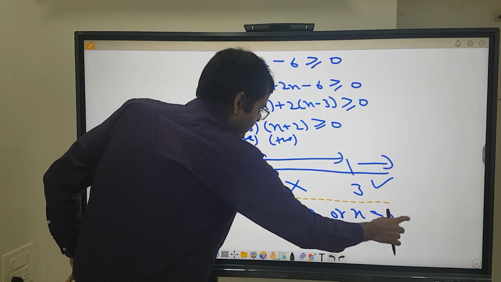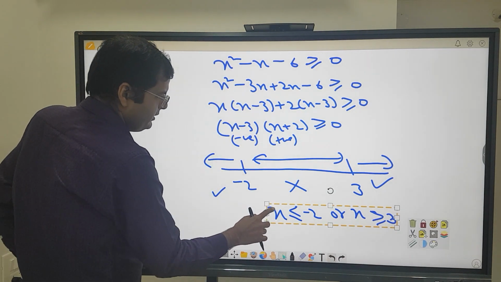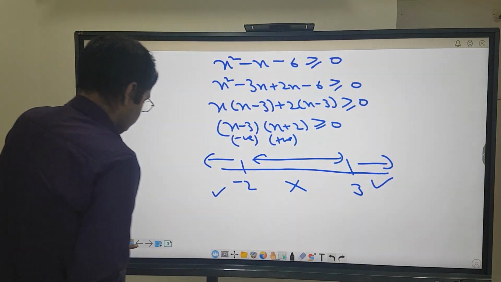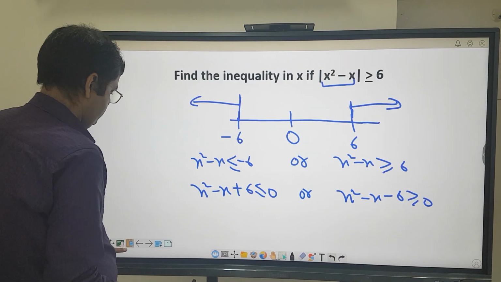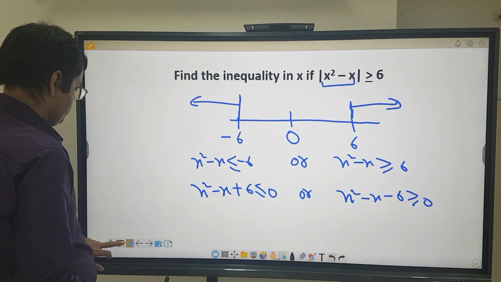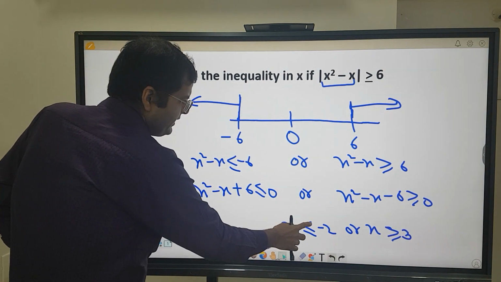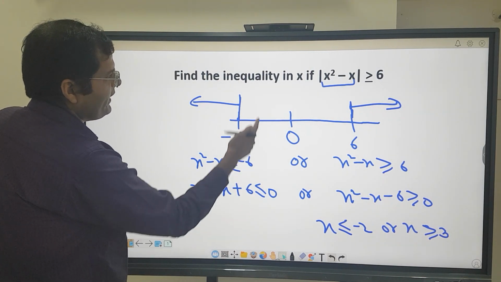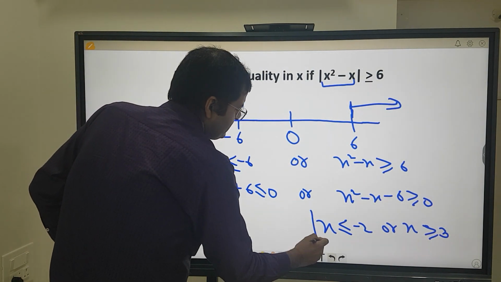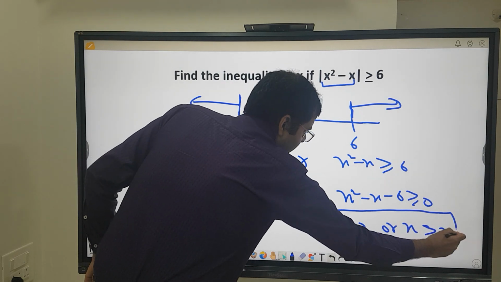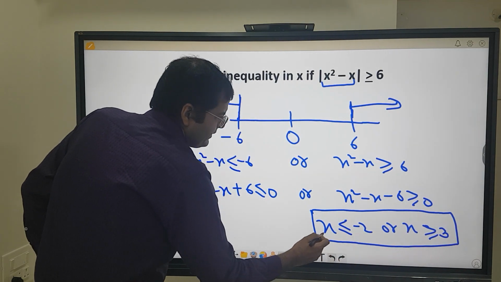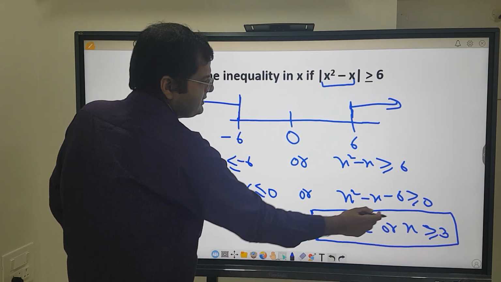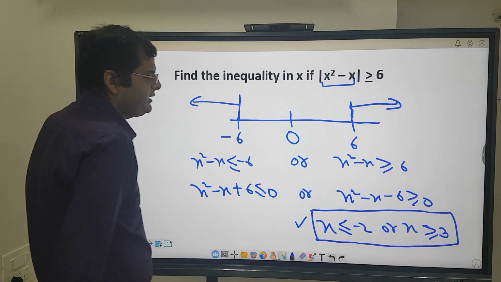What I will do is cut this out and take it to the beginning. Yeah, this was the question. So this is what I get from here. Now the question says that you have to find the inequality in x. So the inequality in x is that x is either less than or equal to minus 2 or x is greater than or equal to 3. That is the correct answer here.